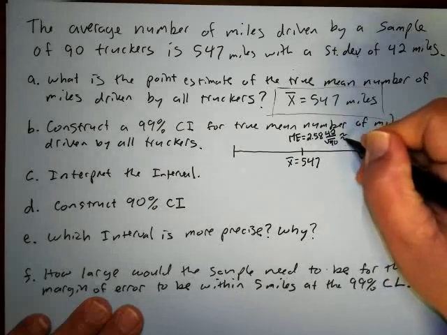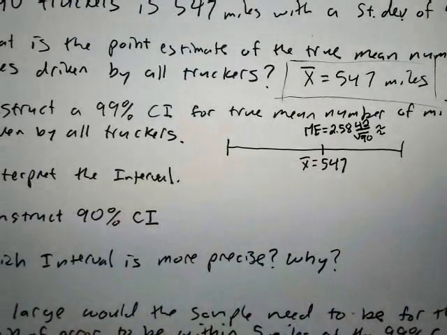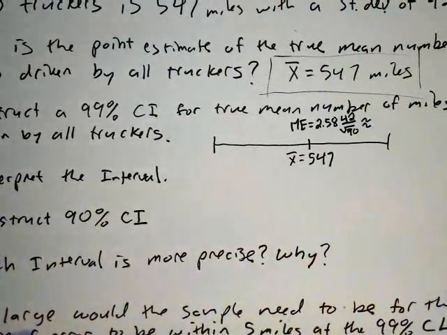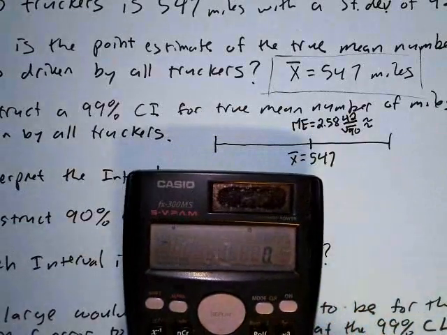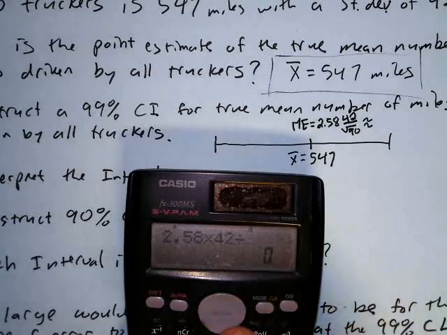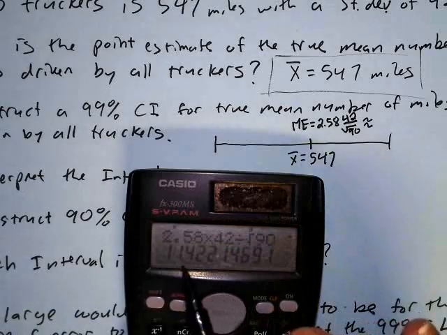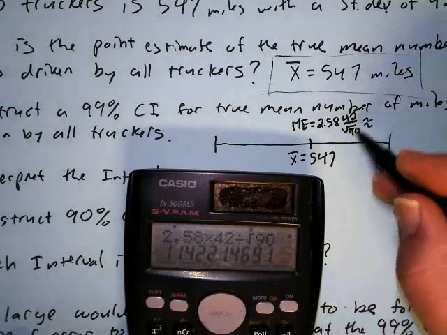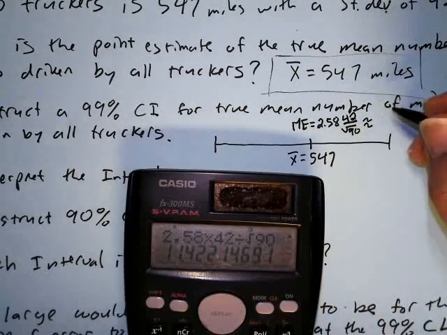I know that's really small, maybe I could zoom in on that. And so I take 2.58 times 42 divided by the square root of 90. So this is my margin of error. Now I'm going to round to the nearest mile because the mean and standard deviation are to the nearest mile. So I'm going to round to 11.